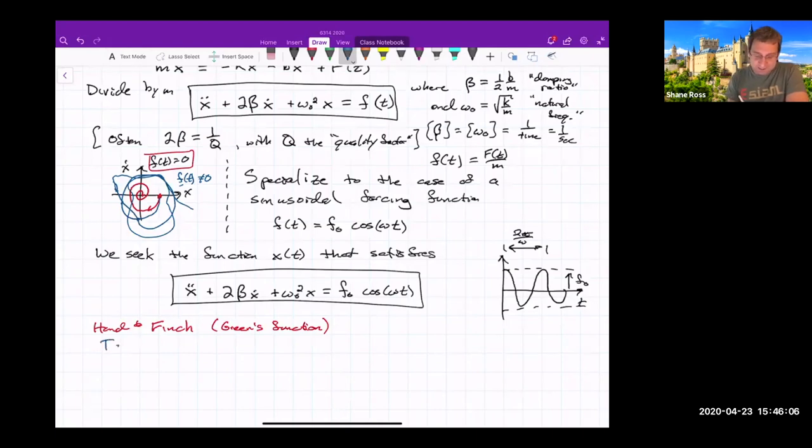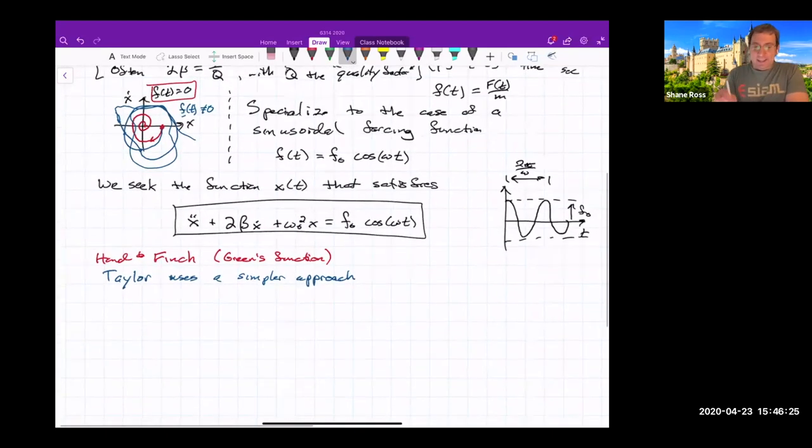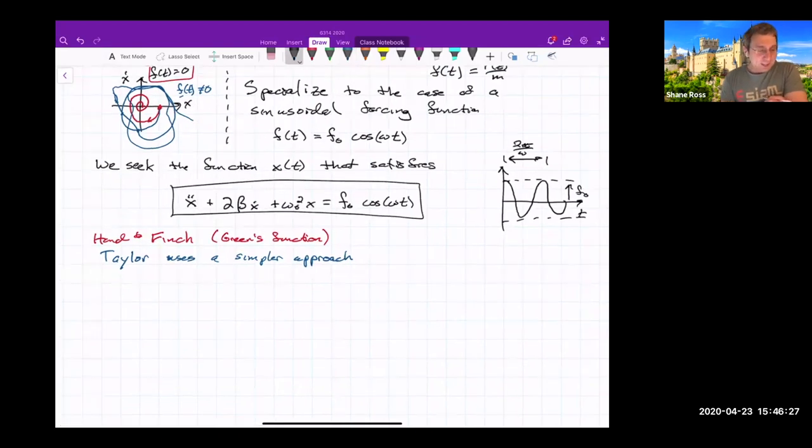And another chapter that I put in there by a guy named Taylor, this is from a physics book and uses a simpler approach that I'm gonna use because it's just so much nicer. And what is that approach?